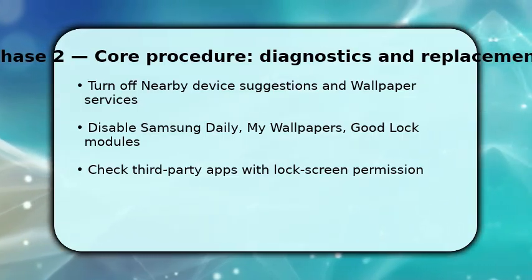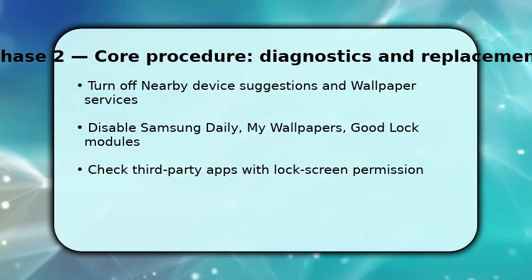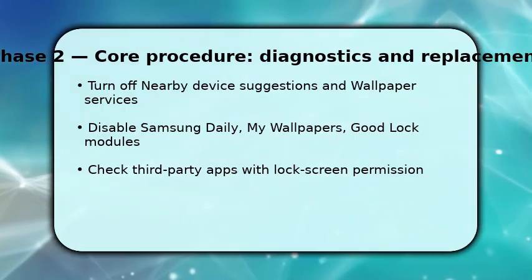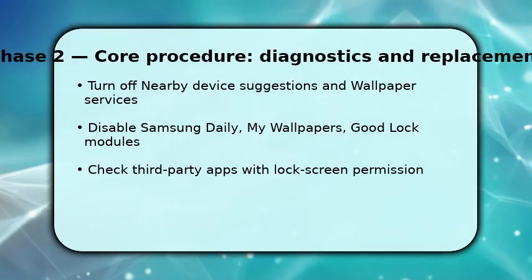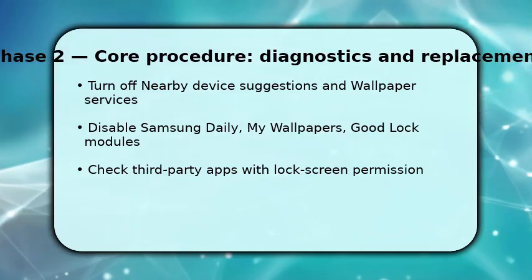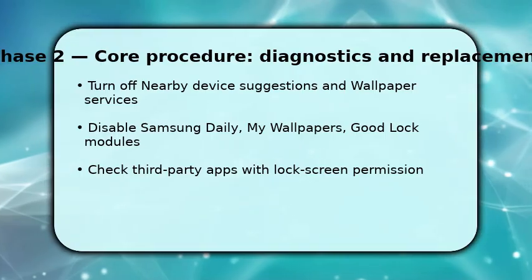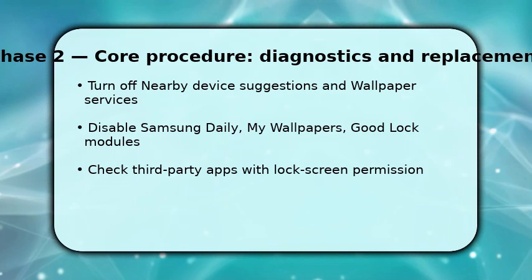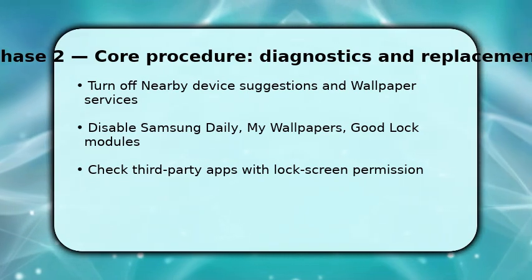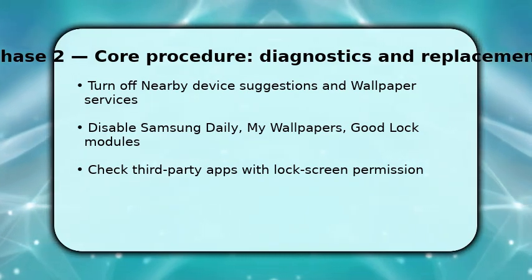These auto-rotate images. Then review installed apps with lock screen or wallpaper permission. Disable or uninstall any that can set wallpapers. Also, check Good Lock modules and theme packs. Make sure their auto-change switches are off. Once you finish, reboot or force stop the Wallpaper app to ensure the system stops fetching new images immediately.